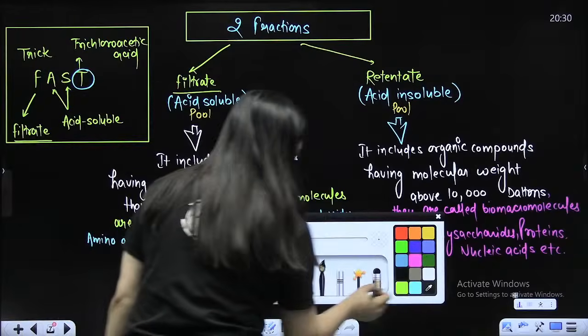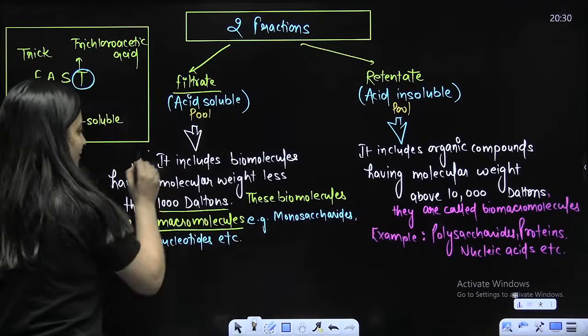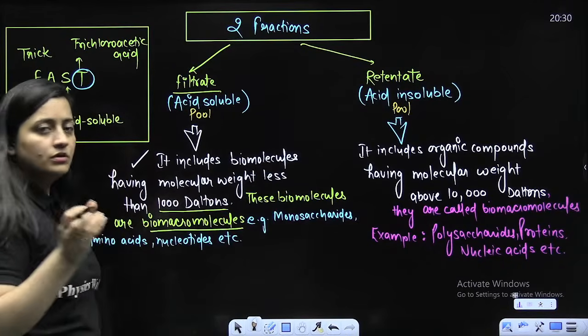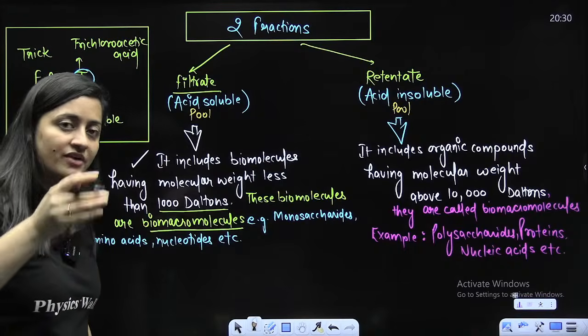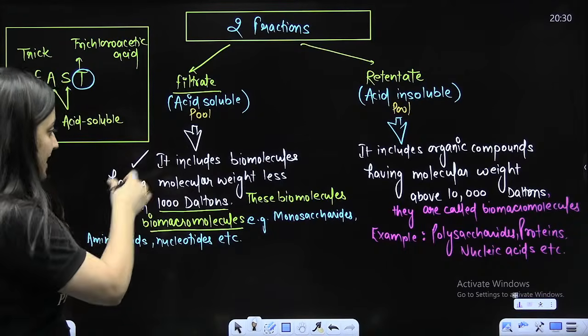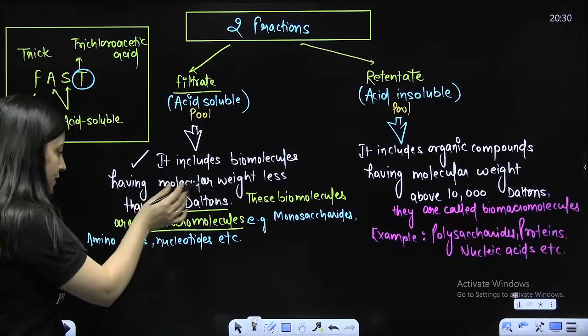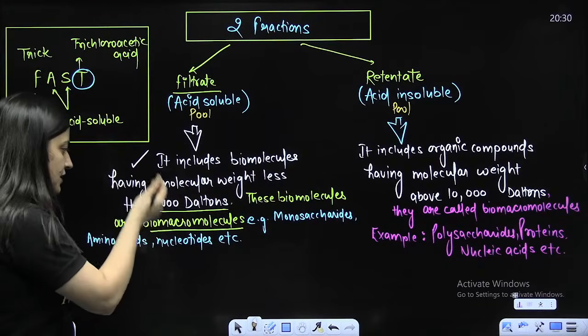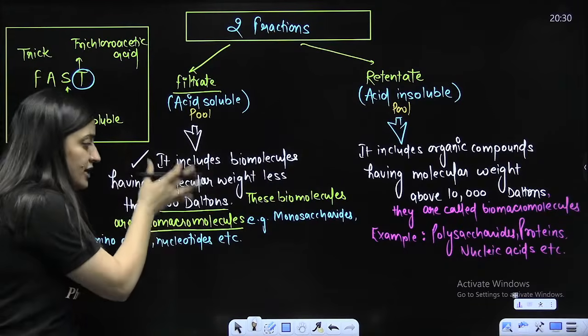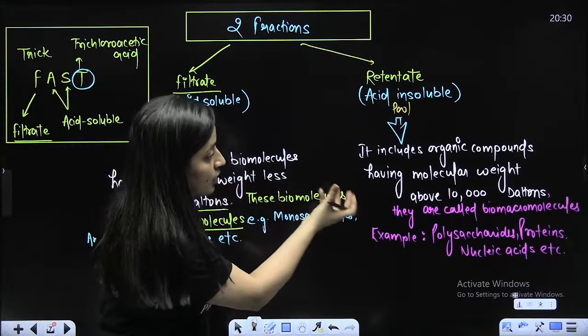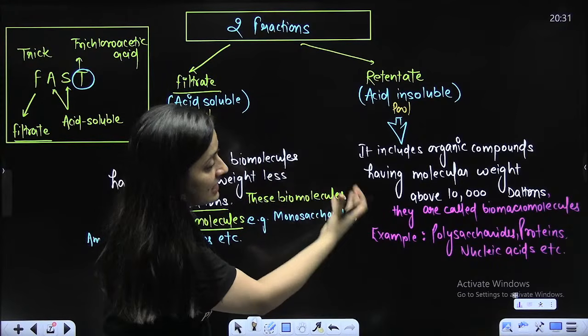In the acid soluble pool, what do you have? This will have organic compounds having molecular weight less than 1,000 Dalton. So this will be monosaccharides, amino acids, sugars, nucleotides, etc. But here you have the organic compounds having molecular weight above 10,000 Dalton.